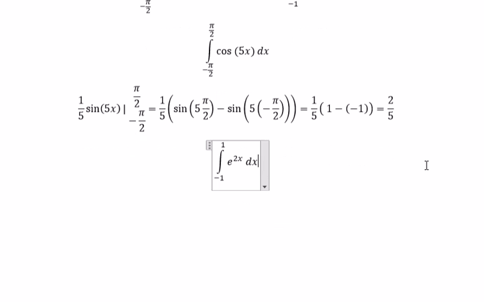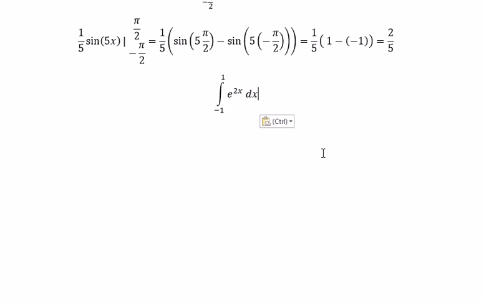Next, we have the second integral in here. We know that the integral of e to the power of 2s gives you 1 over 2 e to the power of 2s, and we have negative number 1 and number 1.